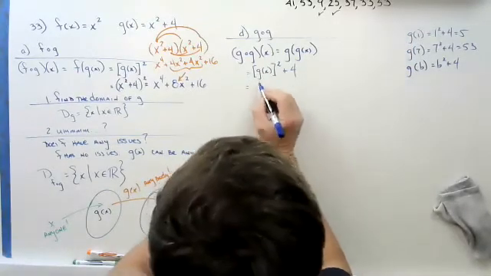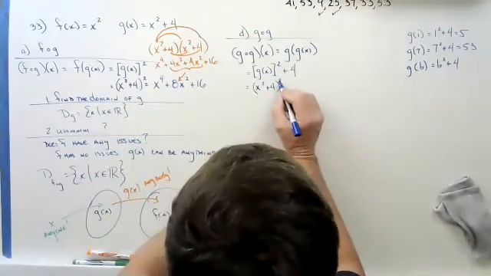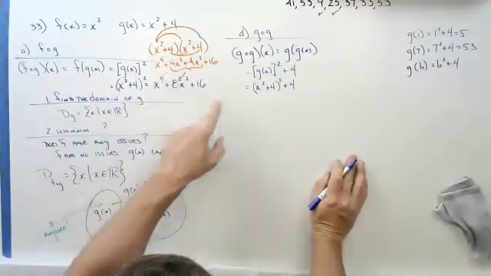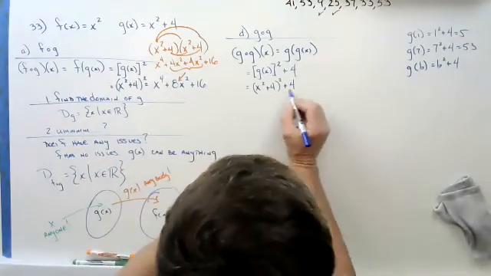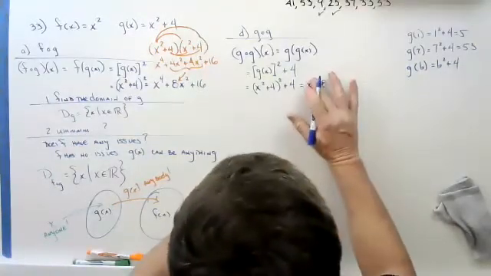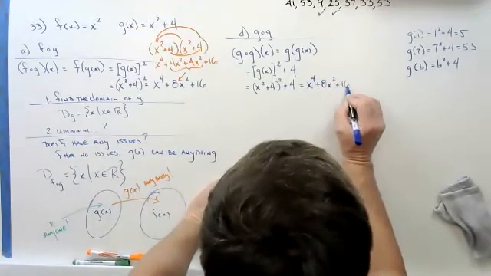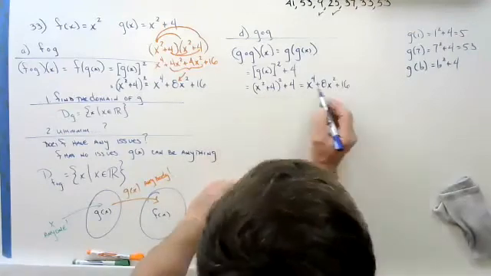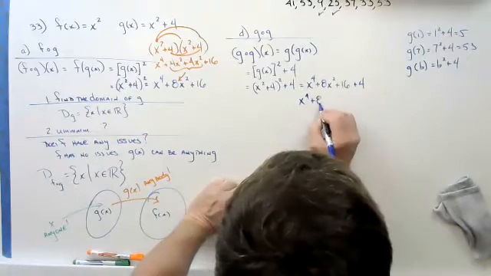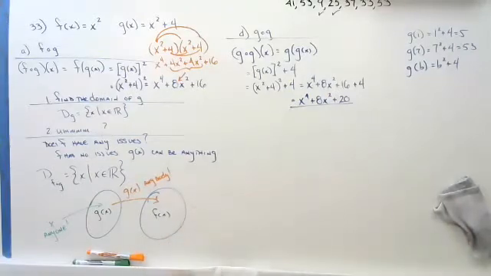Now, that means I'm going to take x squared plus 4, that's g. I'm going to square that, and I'm going to add 4. So we just did that right here, right? We know what x squared plus 4 squared is. So this turns out to be x to the 4th plus 8x squared plus 16, right, from here. But now I have another 4. So we get x to the 4th plus 8x squared plus 20.